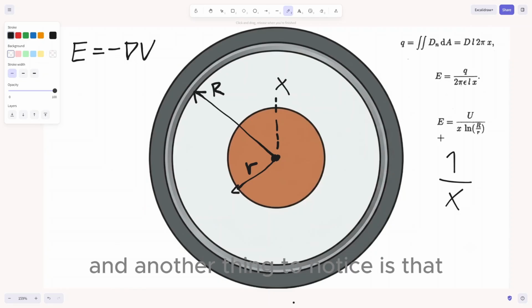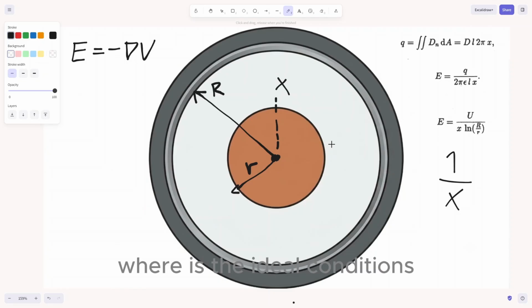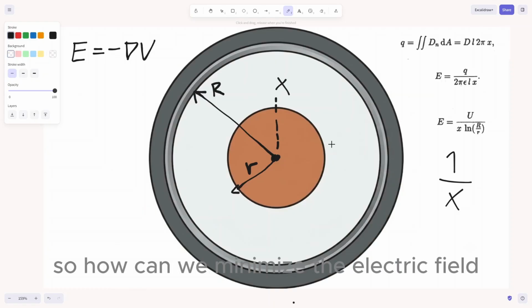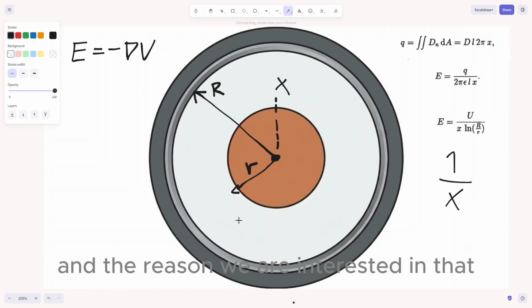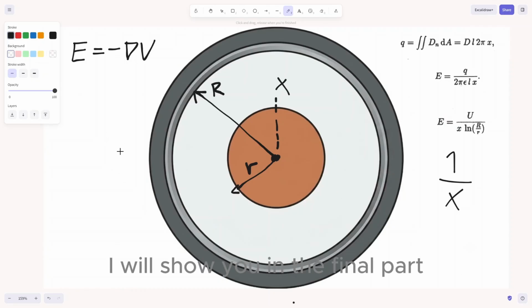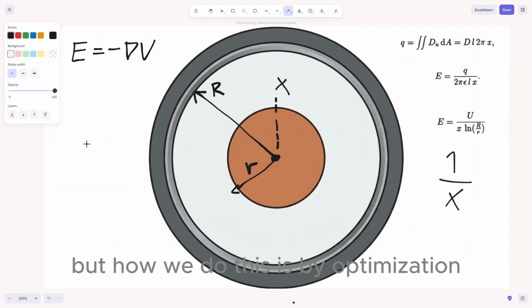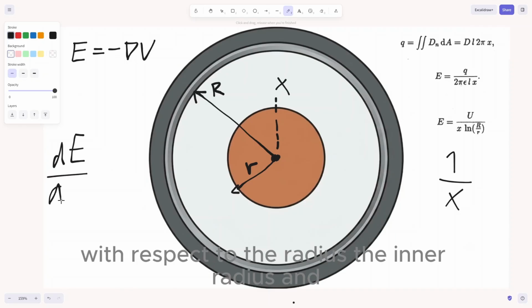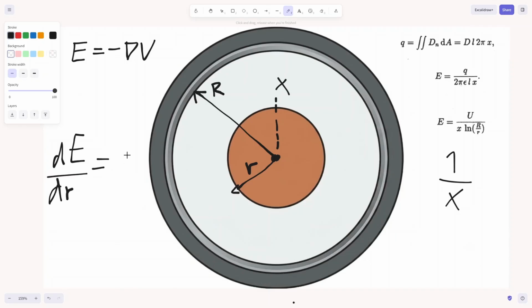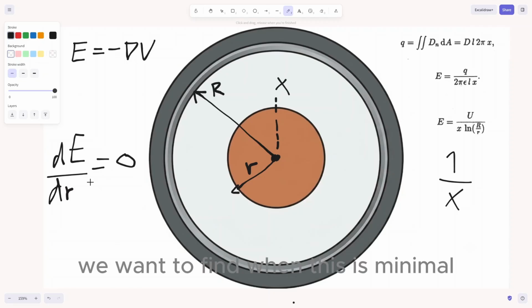Another thing to notice is, where are the ideal conditions? So how can we minimize the electric field inside of this coaxial cable? We are interested in that, and the reason we are interested in that, I will show you in the final part. But how we do this is by optimization. So we take the electric field and then we differentiate it, as we always do, with respect to the radius, the inner radius.